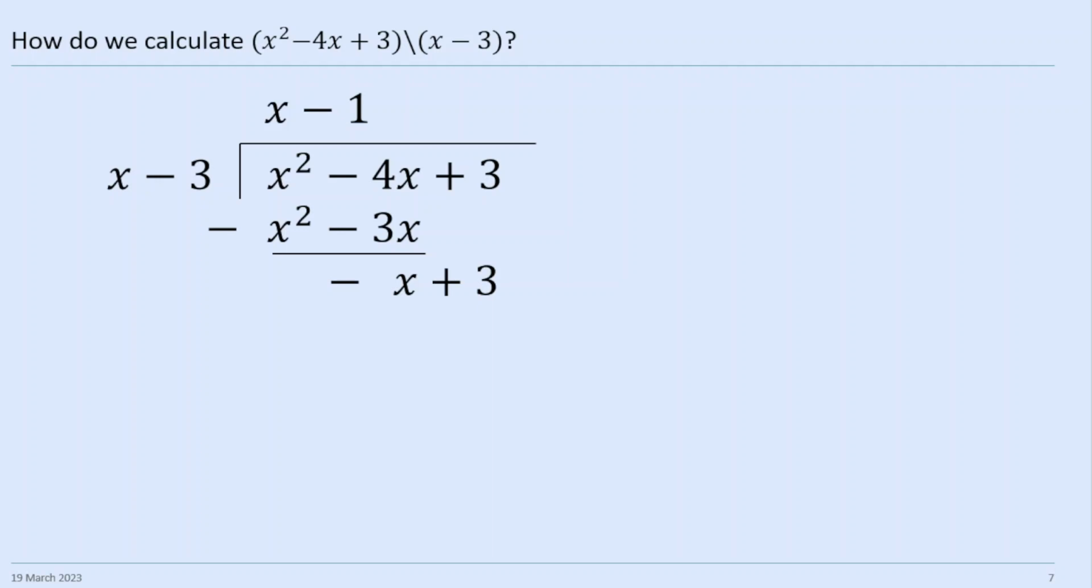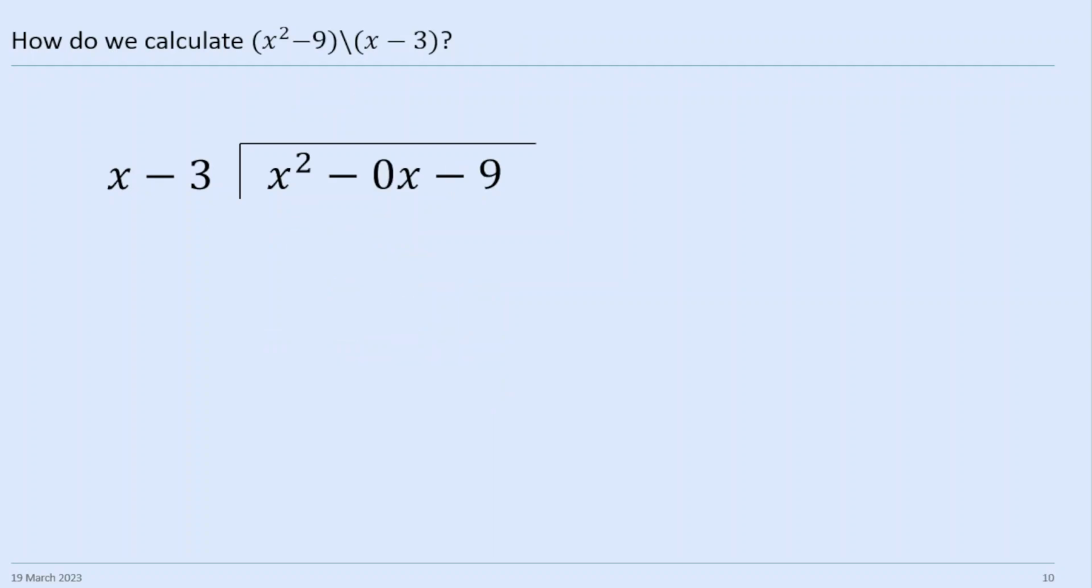And then we ask, how many times does x minus 3 go into minus x plus 3? Well, minus x plus 3 is the negative of x minus 3, so it goes in minus 1 times. And then we say, right, let's multiply minus 1 by x minus 3, put that below minus x plus 3, take them away, we get 0. And the fact that we get 0 shows that x minus 3 was a factor. The fact that there's no remainder shows that we're dividing by a factor.